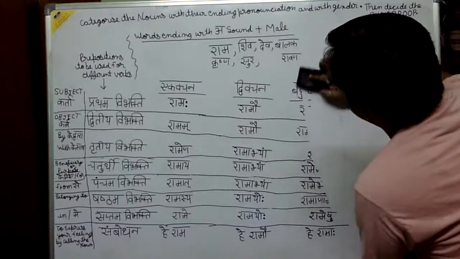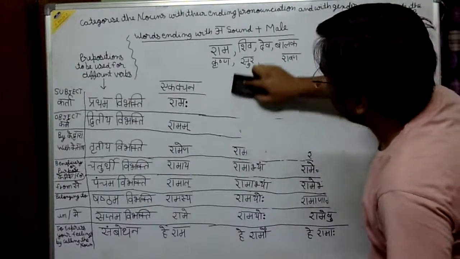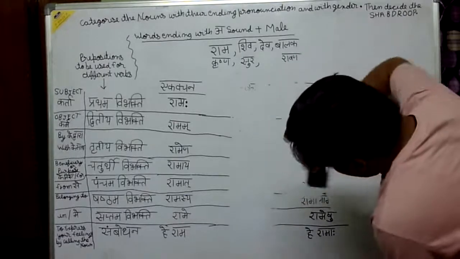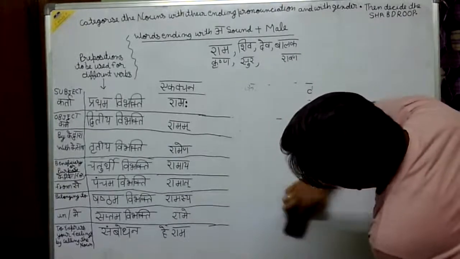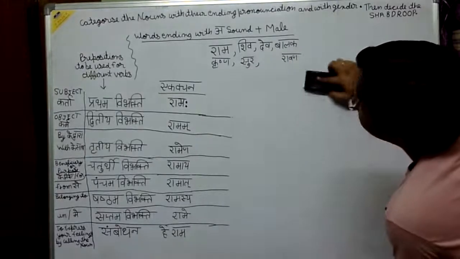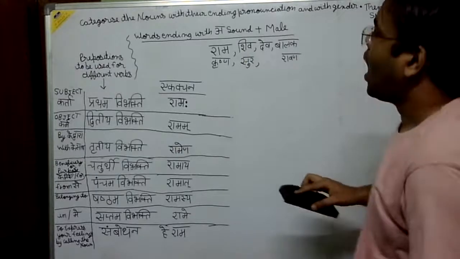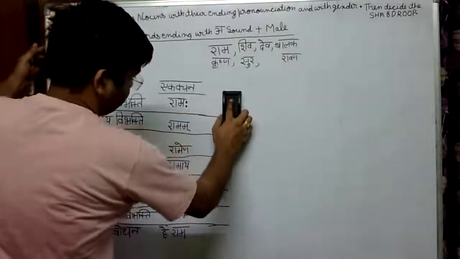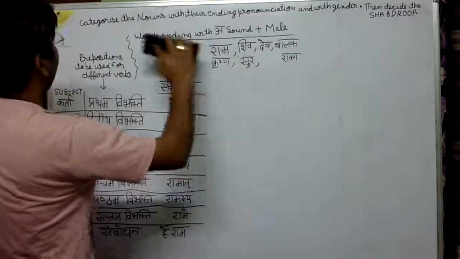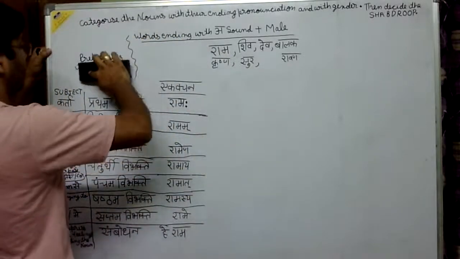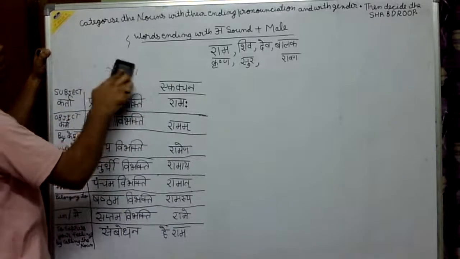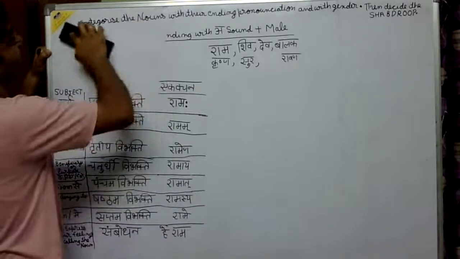So I am erasing this Dvivachan and Bahuvachan so that I will get some space. And I am also erasing this because I need space to write the sentences.